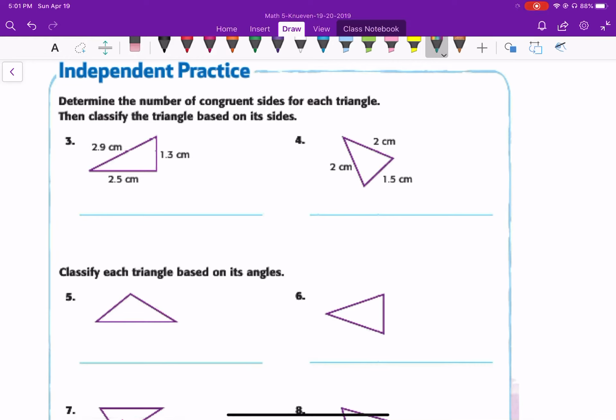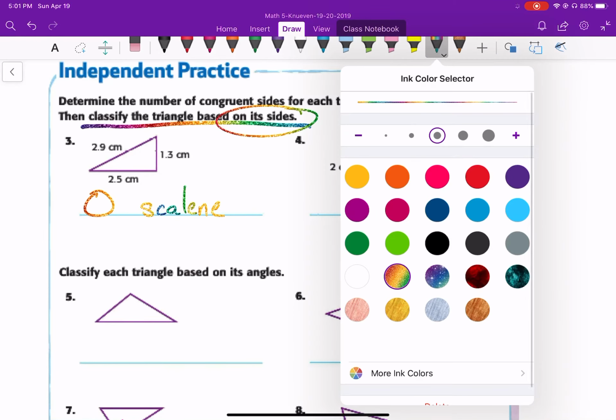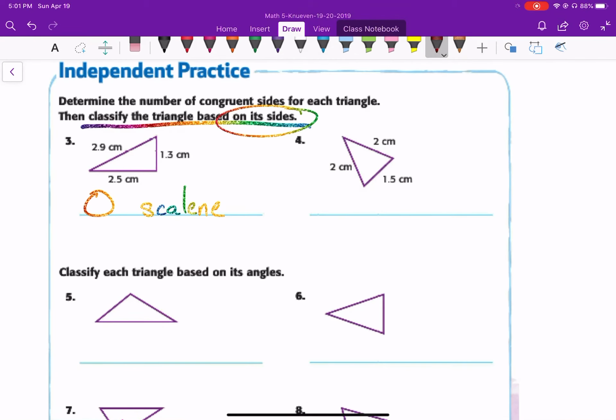Determine the number of congruent sides for each triangle, then classify the triangle based on its sides. So if I'm going to look at this, how many congruent sides do we see? Well, I see 2.9, 2.5, and 1.3. None of those are the same, so it has zero congruent sides. So based on its sides, this is scalene. All right, and let's change up our color in here. Let's look at this next one. How many congruent sides do I see? Well, I see 2, 2, and 1.5. So these two sides are the same. This bottom one is not. So I have two congruent sides. So this is isosceles.